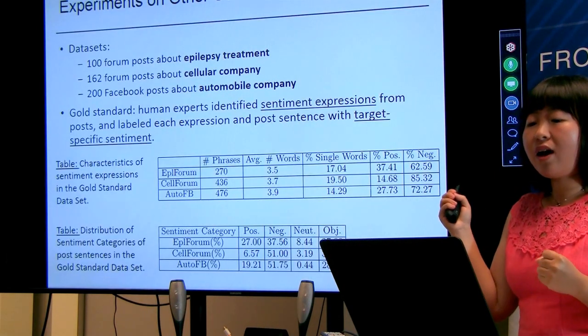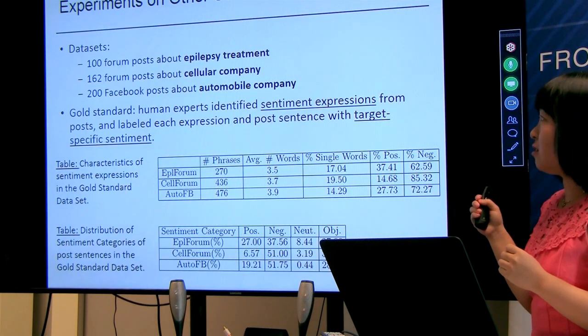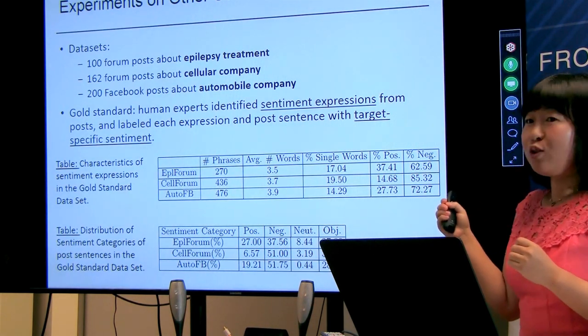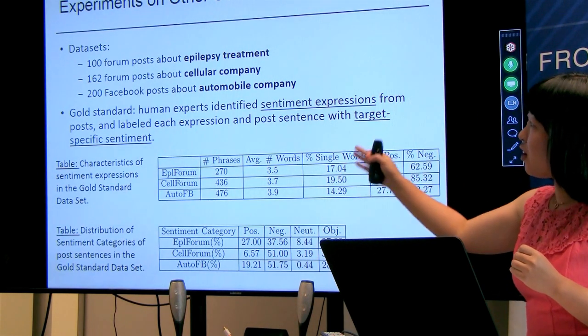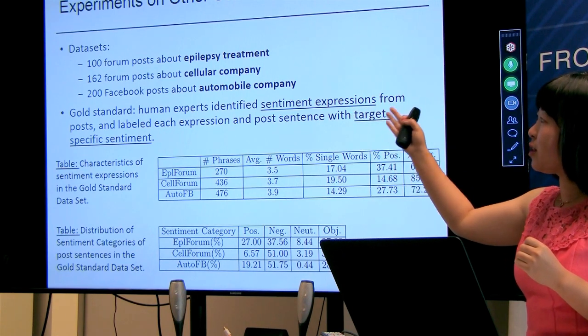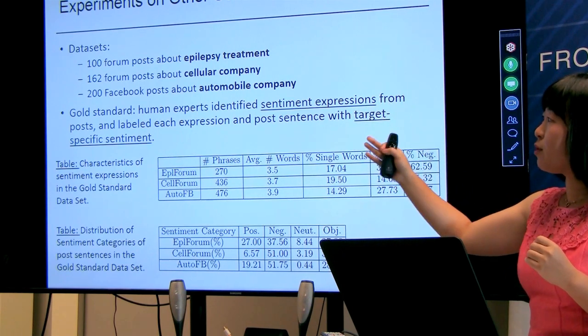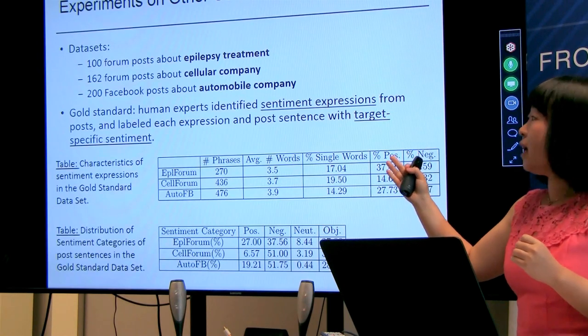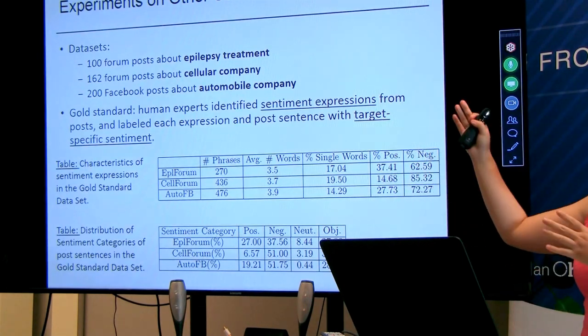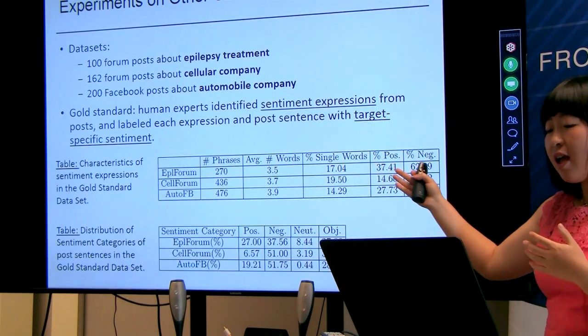And then we also conduct experiments on other social media posts. So we collected this number of forum posts about epilepsy treatment and cellular company, and Facebook posts about an automobile company. And then we created this gold standard by human annotation.